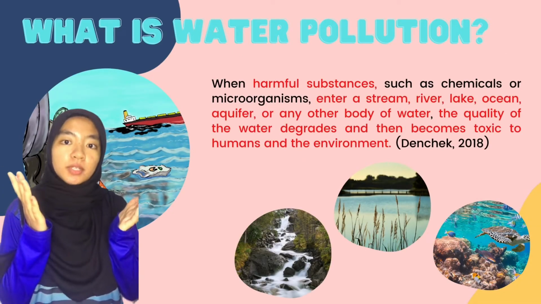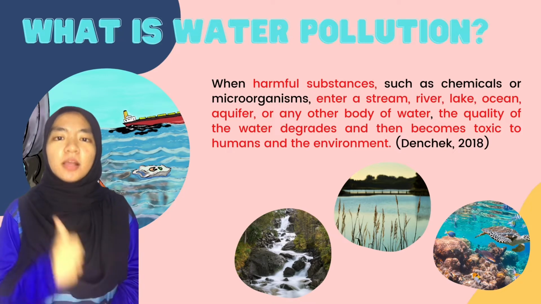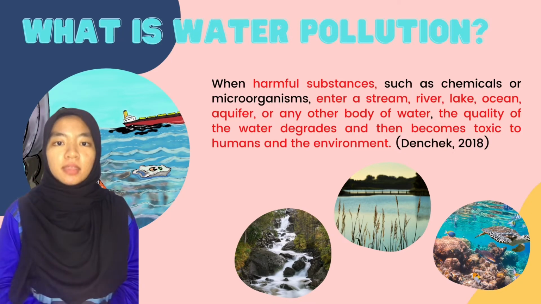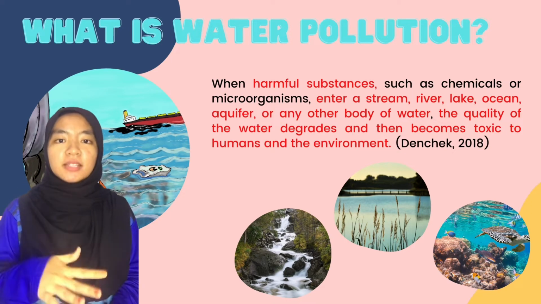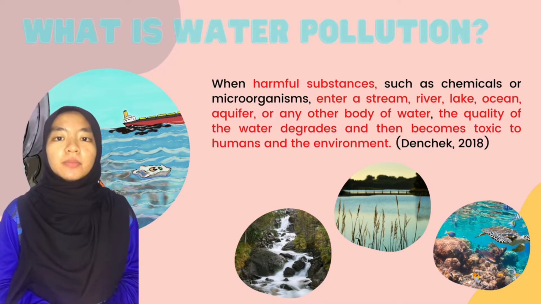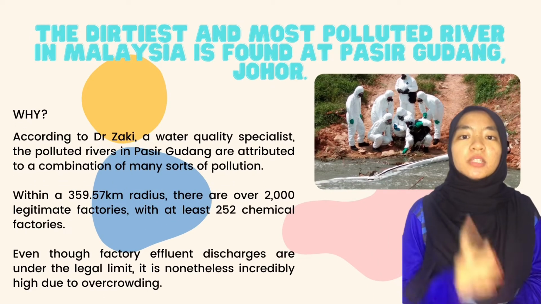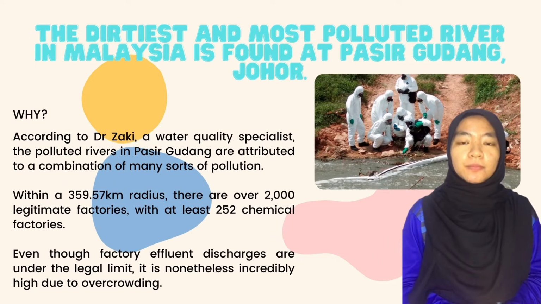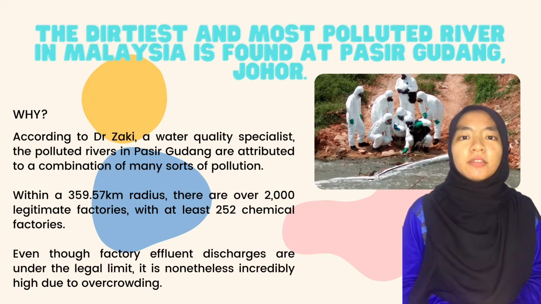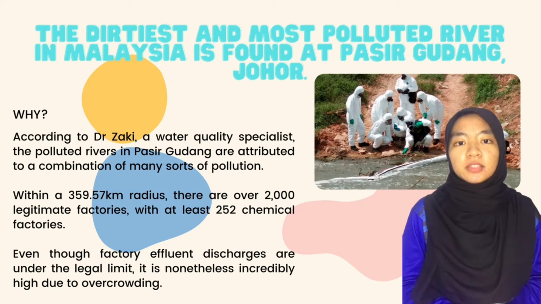What is water pollution? Water pollution occurs when harmful substances such as chemicals or microorganisms enter a body of water, which degrades the quality of the water and then becomes toxic to humans and the environment. The dirtiest and most polluted river in Malaysia is found at Pasir Gudang, Johor. According to Dr. Zaki, there are many factories there, which leads to overcrowding of factory discharge.